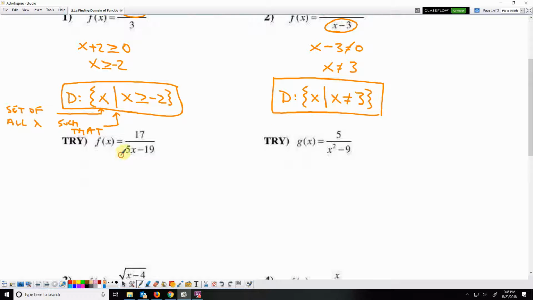In our next problem, we have a variable in a denominator again. So that denominator cannot equal 0. So 5x cannot equal 19. So x cannot equal 19/5. So the domain is the set of all x such that x does not equal 19/5.